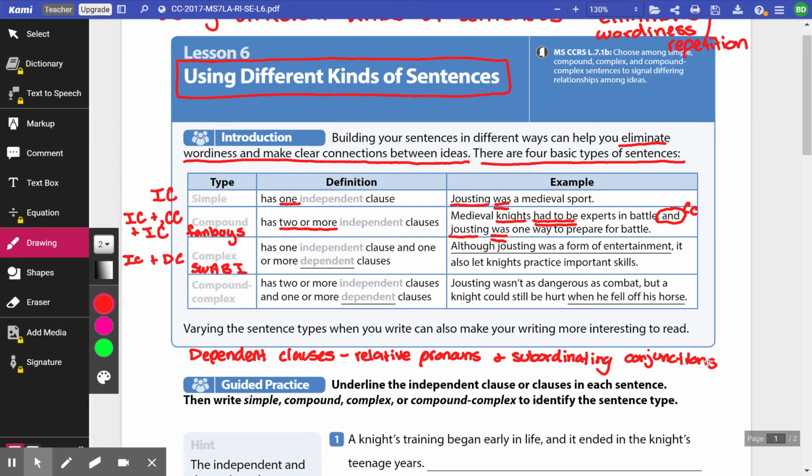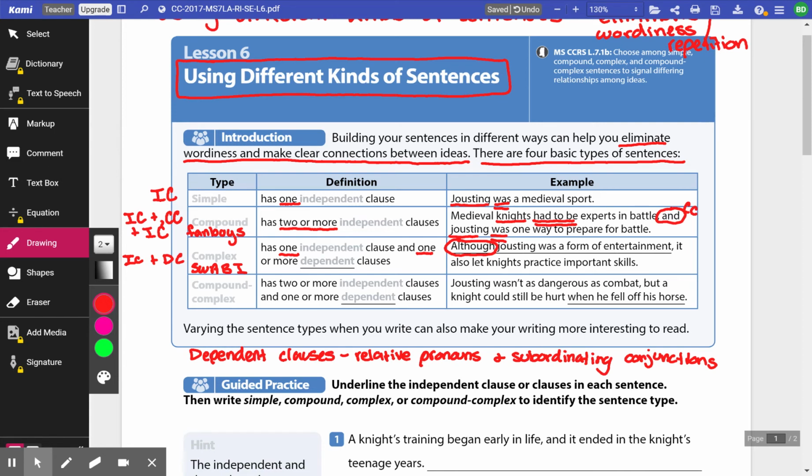Okay. So we know a complex sentence has one independent clause and a dependent clause. So it's going to have at least one independent clause and one or more dependent clauses. So let's look at our sentence. The example that it gives us says, "Although jousting was a form of entertainment, it also let knights practice important skills." So just looking at this sentence, the first thing I see is this word, although. Although is a subordinating conjunction, and I know based on my rules that subordinating conjunctions usually start dependent clauses.